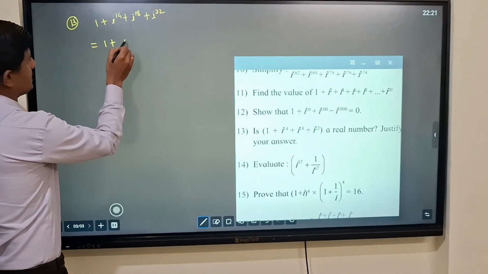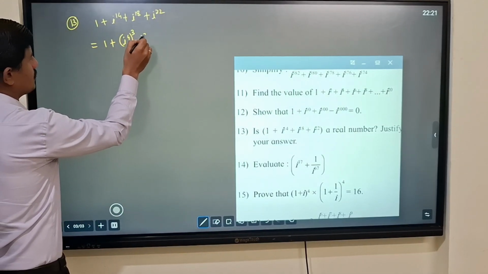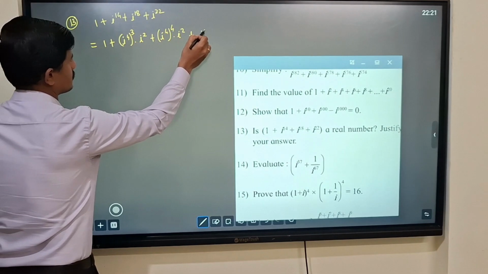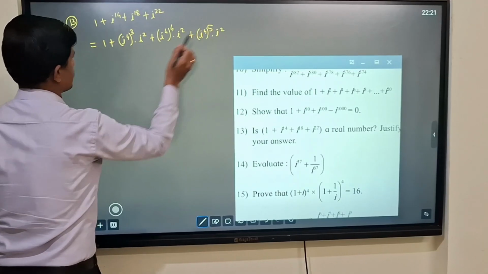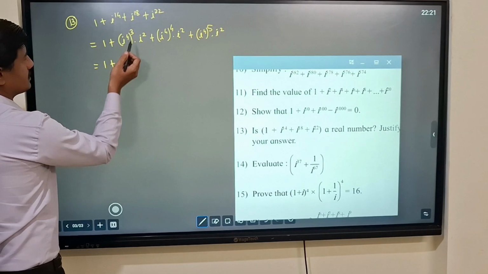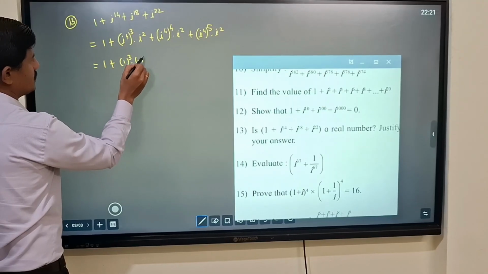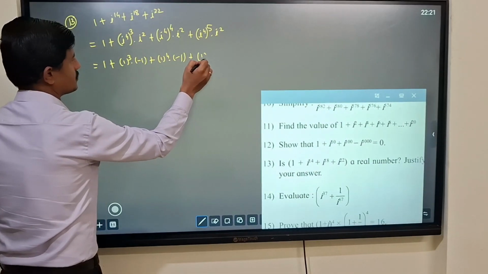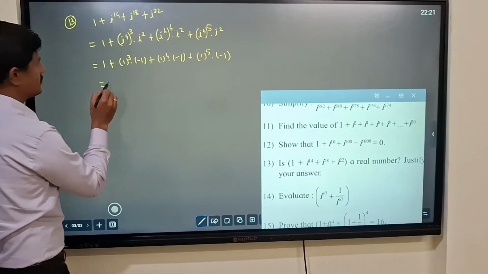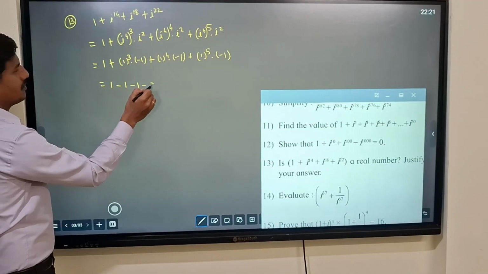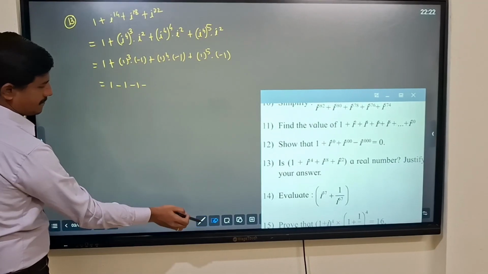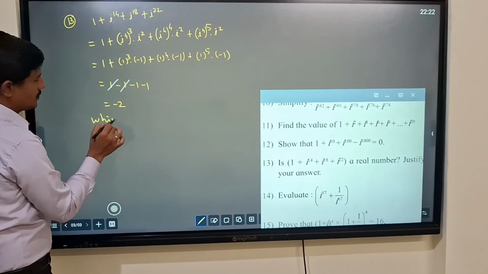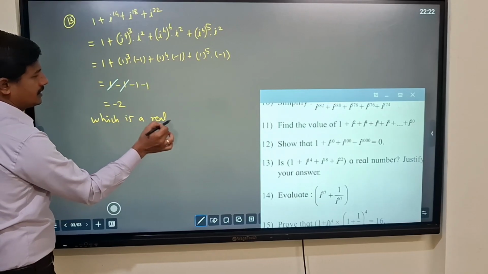So this is 1 plus i raised to 4 raised to 3 into i square plus i raised to 4 into 4 into i square plus i raised to 4 raised to 5 into i square. So this becomes 1 plus, this is 1 cube into minus 1, plus 1 raised to 4 into minus 1, plus 1 raised to 5 into minus 1. So this becomes 1 minus 1 minus 1 minus 1. This plus 1 minus 1 get cancelled. This is minus 2, which is a real number.